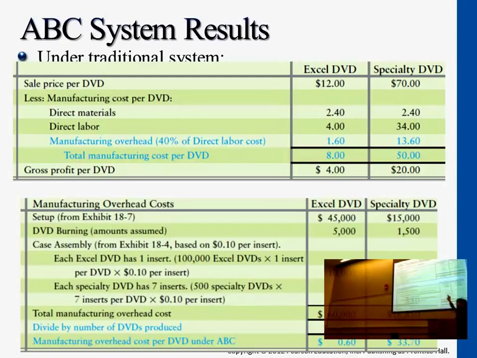Meaning that earlier, if we just used direct labor costs to capture these manufacturing overhead costs, it would be inappropriate because we haven't captured anything related to machines, DVD burnings. So this number here reveals the more appropriate manufacturing overhead costs compared to the traditional methods.